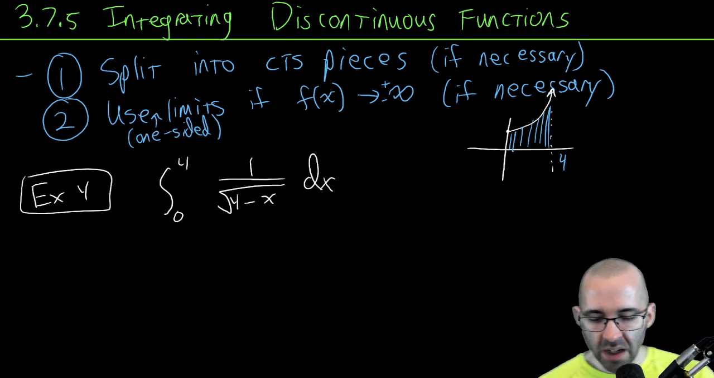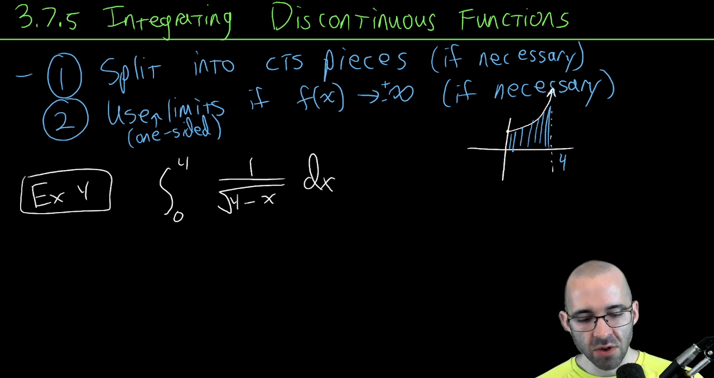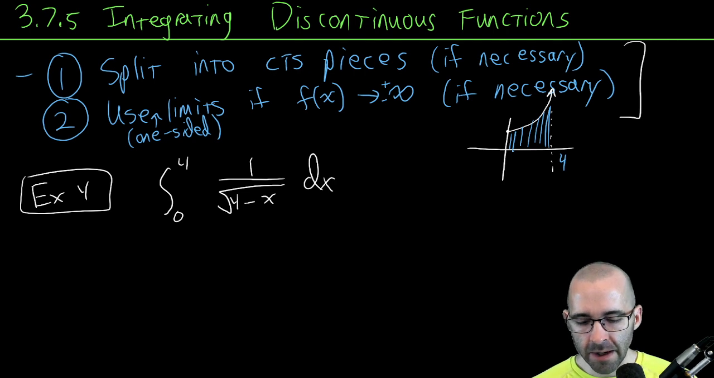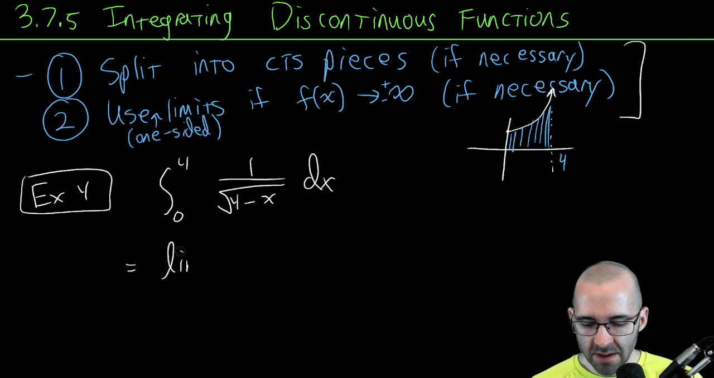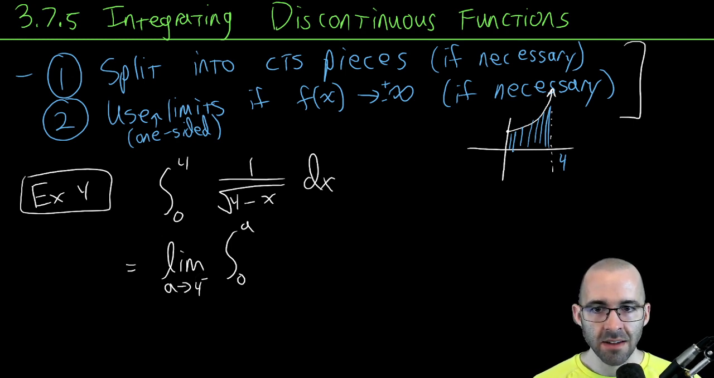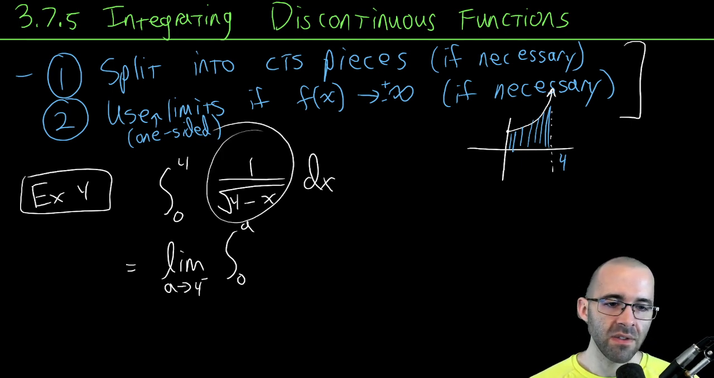So, again, the book has full formulas. I like to try to explain these away instead of just using formulas that we copy. But if you like those formulas, if you benefit from those formulas, feel free to look them up in the book. Okay? So this is going to be the limit from 0 up to some a as a gets close to 4 from the left. One-sided limits. Okay? Because this function's not even defined at 4. We can't plug in 4 necessarily.